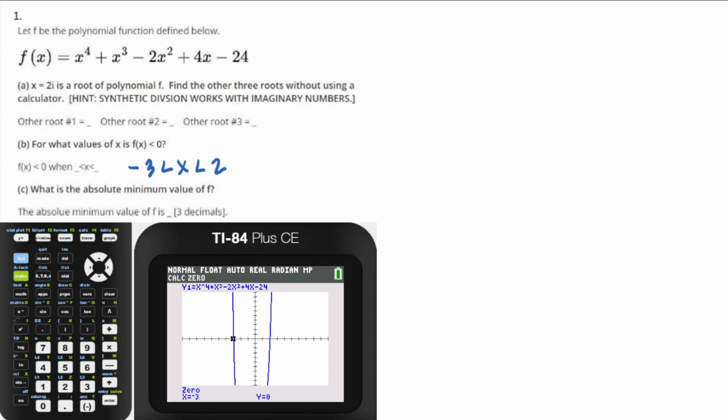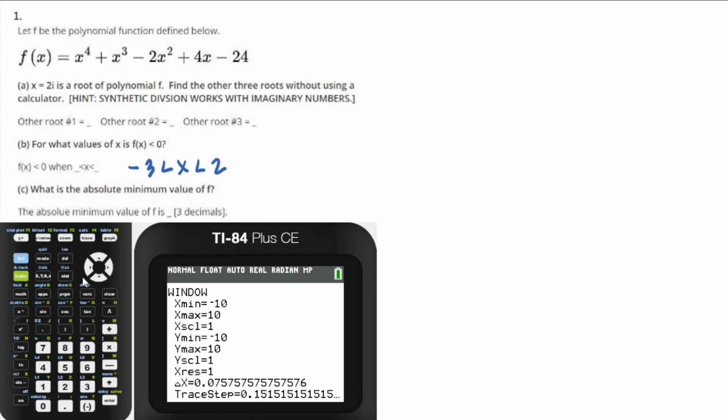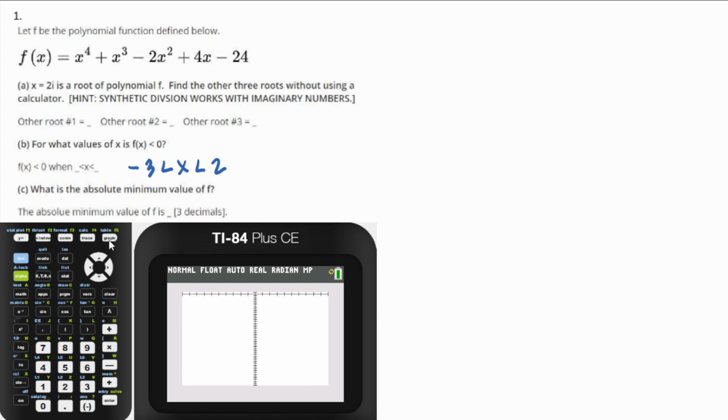Okay, and then what is the absolute minimum value of f? So that's going to be, what's the y value at the very bottom point on this graph? We're going to need to see a little bit more, so we're going to go over here to window, and ask for a little more negativity in y. I don't know how far I need to go down, so I'm just going to do -50, but we don't really need any positive area in y.